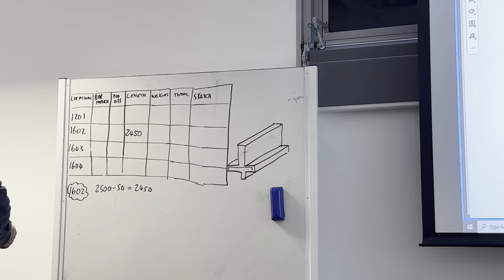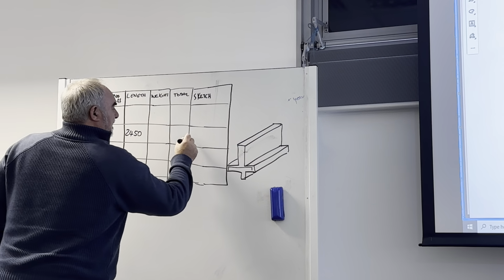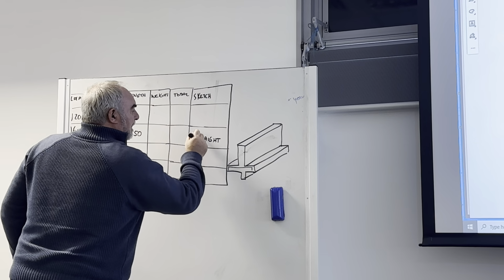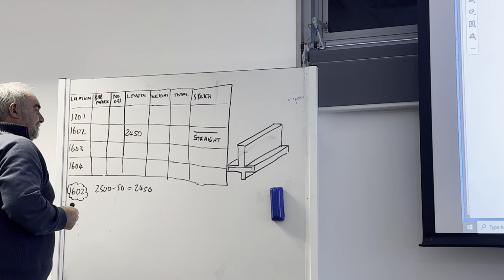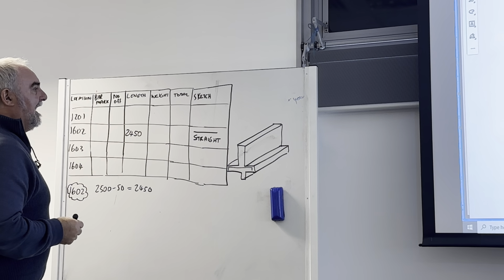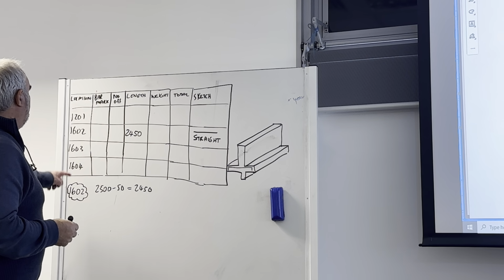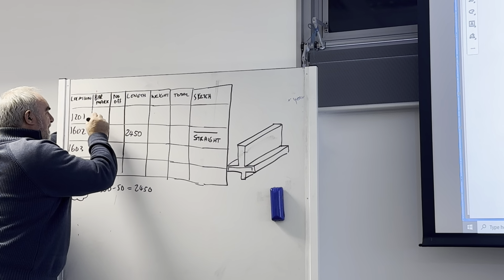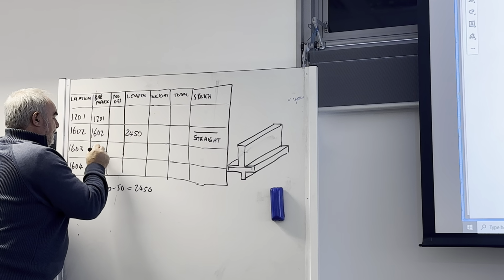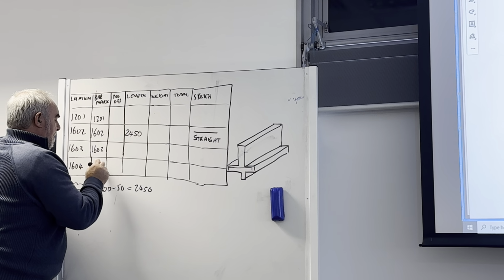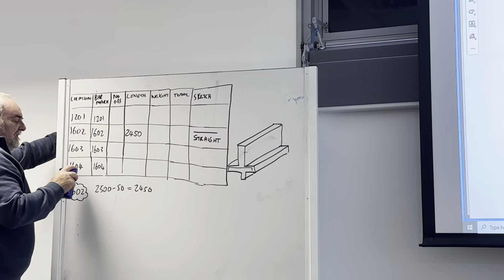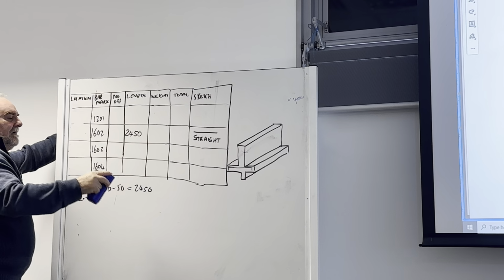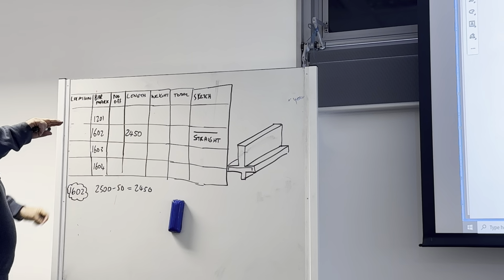2,450. The bar is straight, so we put S-T-R-A-I-G-H-T, or we can put a line. The bar mark is 1602. We've also got a 1201, a 1603, and a 1604. So far, so good. The location of that bar is each face, because it's a wall.